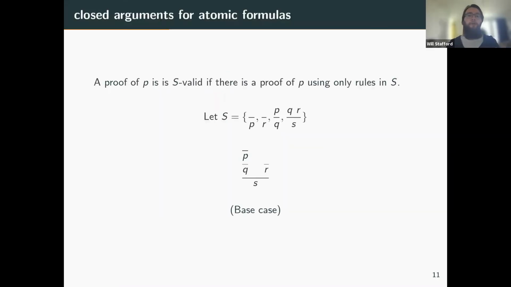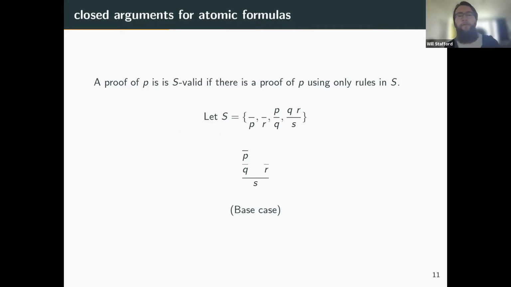So what do we do in our base case? Given a proof of some atomic formula P, we're going to say it's S valid, just in case there's a proof of P using only rules in S. Remember, S is just a set of rules that only involve atomic formulas, so it's going to be the right kind of thing to do this.